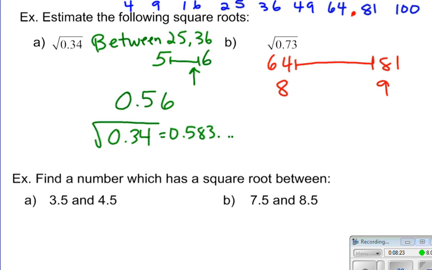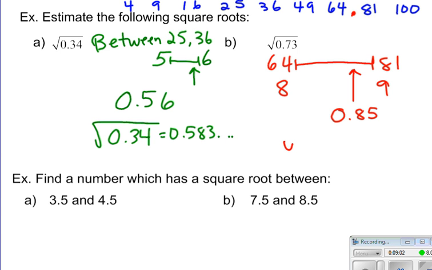Well, 73 is closer to 81. It's 9 away from 64, and 8 away from 81. So it's closer to 81. And so that means it's going to be closer to 9 again. So it's going to be somewhere here. So maybe I'm going to guess 8.5 or 8.6. I'm going to do 8.6 because it's a little bit closer. 8.5 would be exactly in the middle, and it's not quite exactly in the middle. So I'm going to guess 0.85.